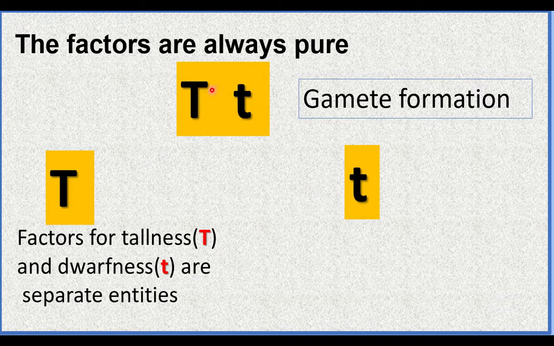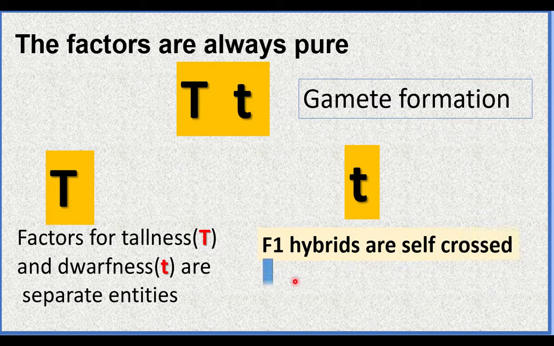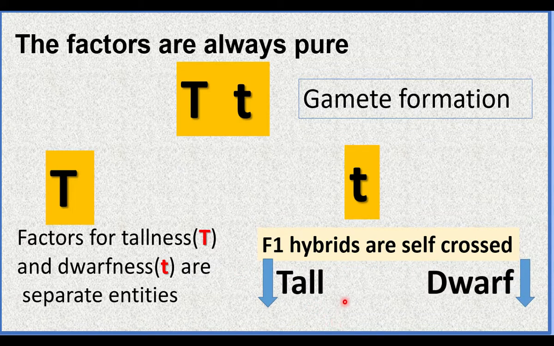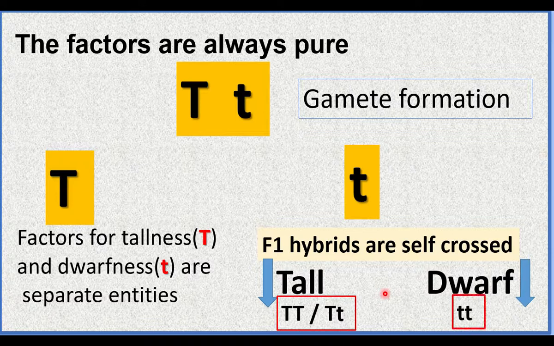When the F1 hybrid plant, heterozygous plant, one is capital T, another small t, is crossed with another F1 plant, when F1 hybrids are self-crossed, that will produce tall as well as dwarf. The gene combination of tall is capital T capital T or capital T small t, and dwarf small t small t. So Mendel came to this kind of conclusions based on his monohybrid experiment.